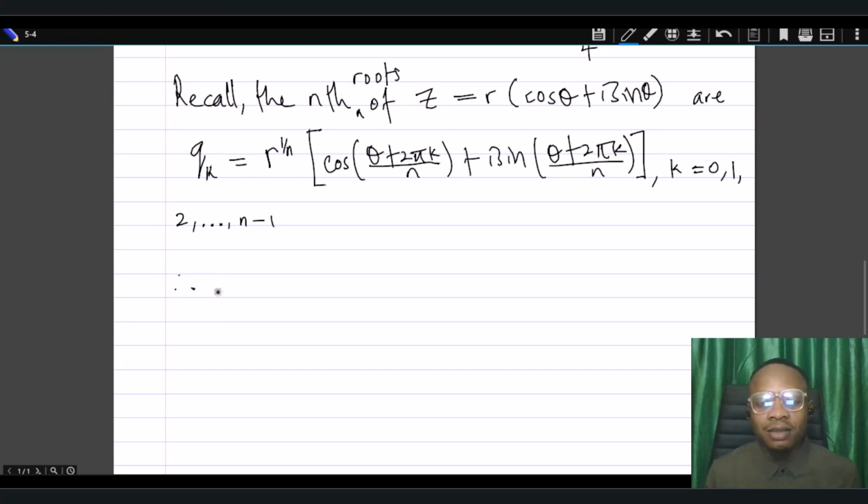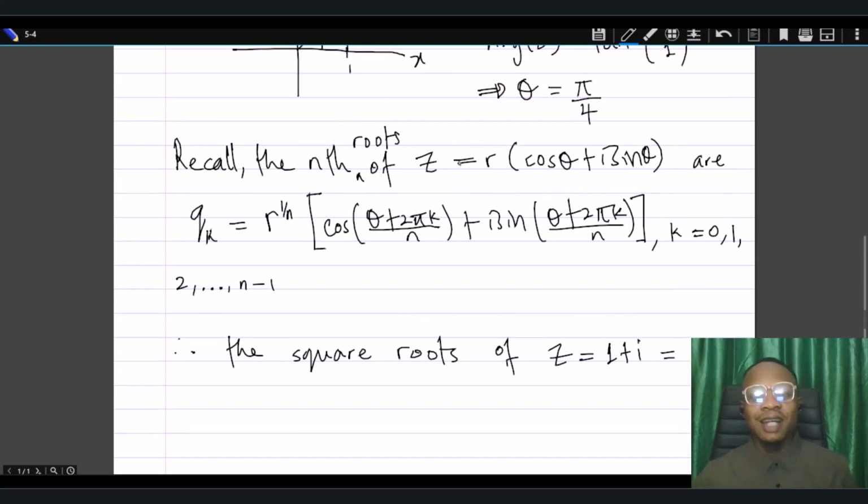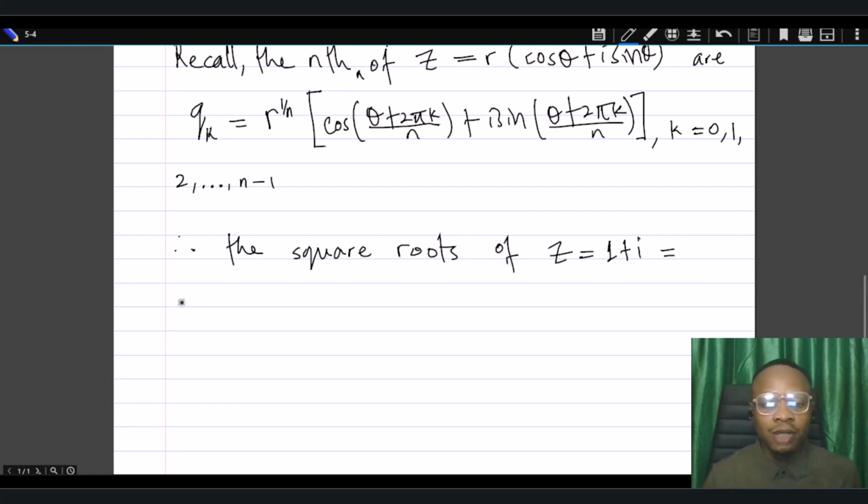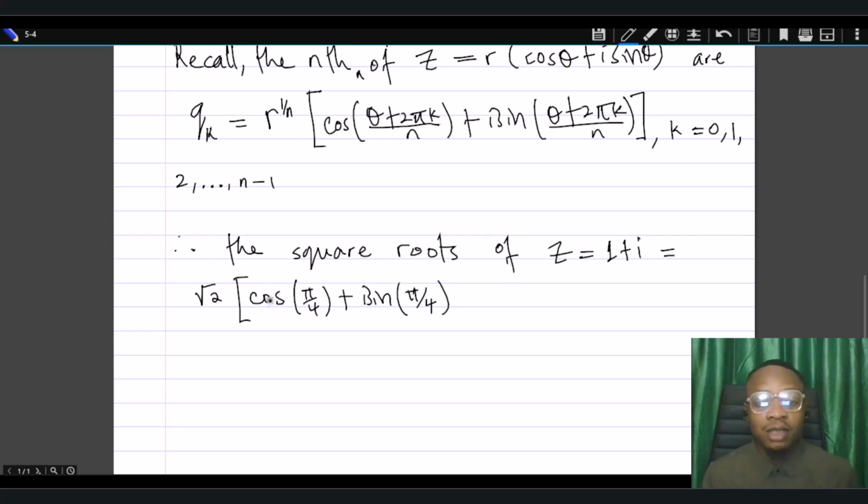So we can now say that the square roots of the number we're given here, z, which is 1 plus I, whose modulus and argument we have now found, if we put it in polar form, will be equal to r, which is root 2, into cos theta. Theta is pi over 4, so this is cos pi over 4 plus I sine pi over 4. This is the complex number z equals 1 plus I, now in polar form.